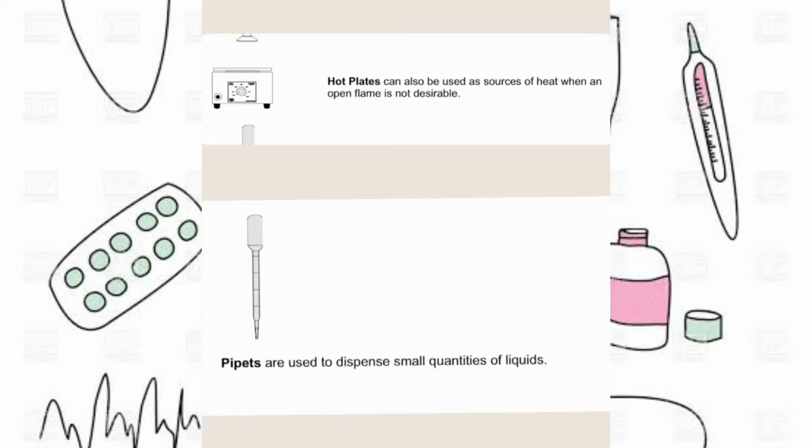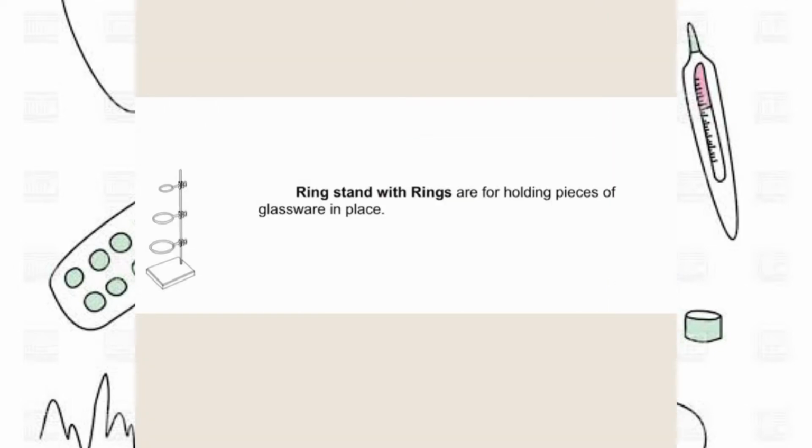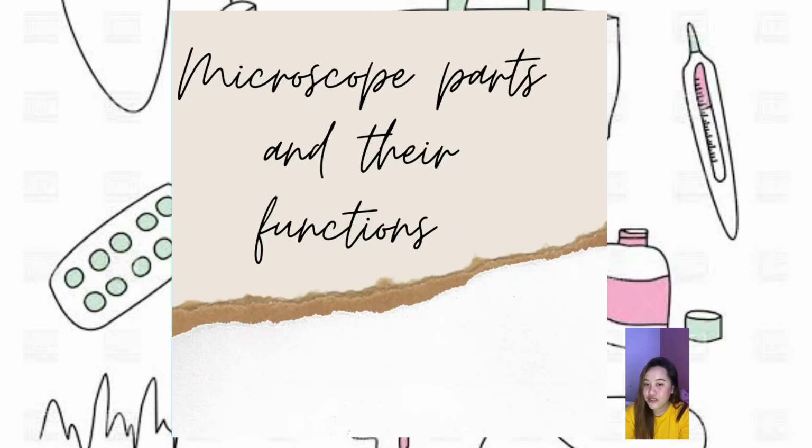Third, hot plates can also be used as sources of heat when an open flame is not desirable. Fourth, pipettes are used to dispense small quantities of liquids. And the last one, the ring stand with rings, is for holding pieces of glassware in place. So that's all for my activity 1.